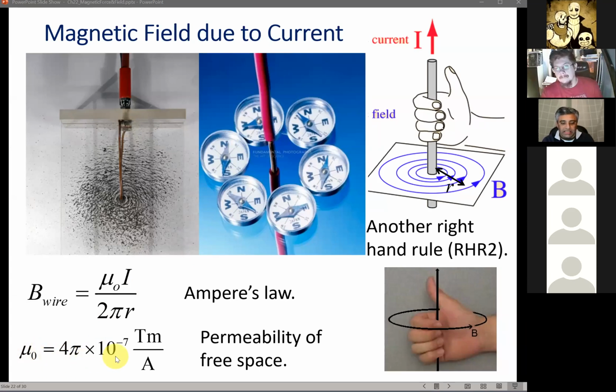Its value is this. It's a small number. And from here we can figure out the unit. It's going to be Tesla meter over ampere, where Tesla is the unit of magnetic field. m is the meter, meaning that's the unit of r, the distance at which we are measuring the magnetic field. And I is the current in ampere.